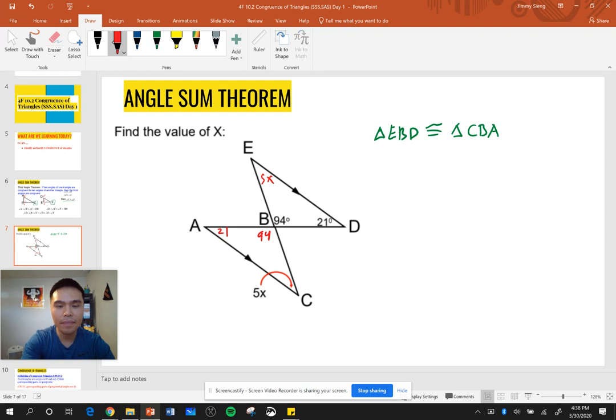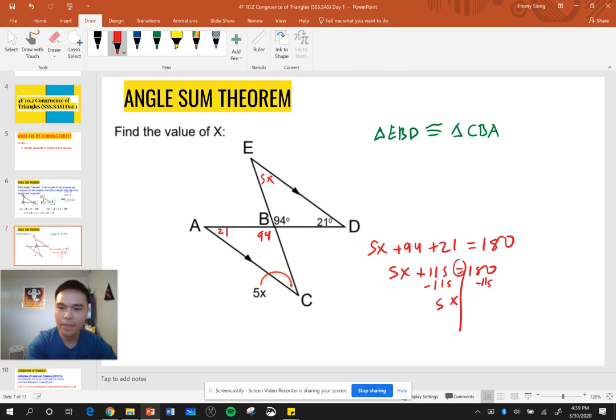I know that in one triangle, 5x plus the other two angles have to equal 180, okay? And now I just got to do some algebra. That's 115, equal to 180. Get my calculator. So I subtract 115, subtract 115. I get 5x is equal to 65. 65 divided by 5 is 13. So I know that x equals 13, okay?